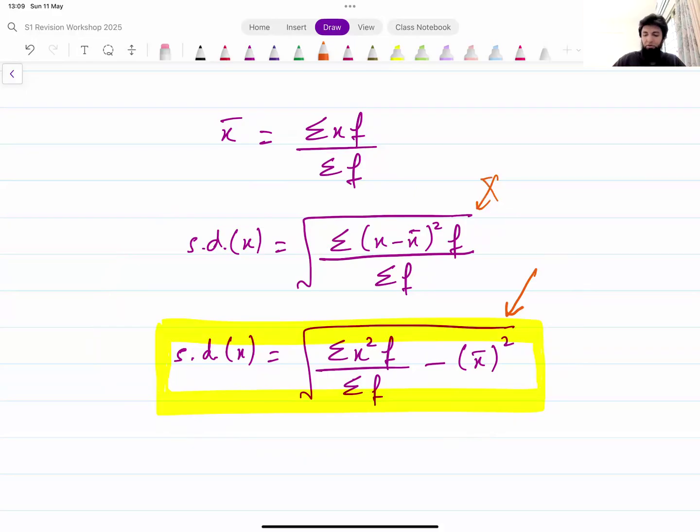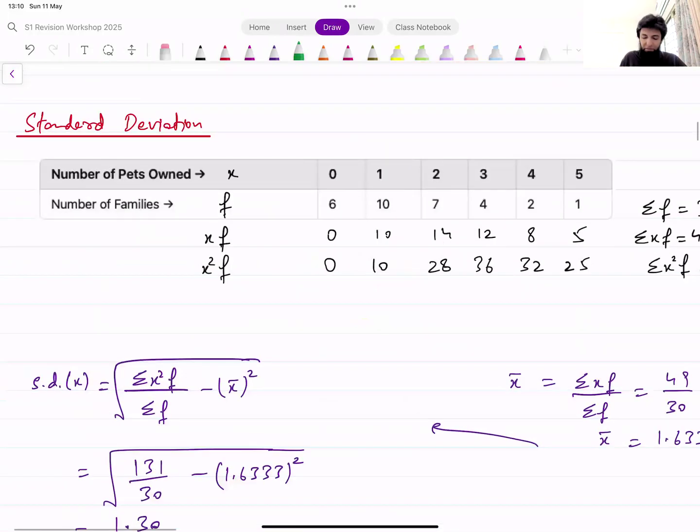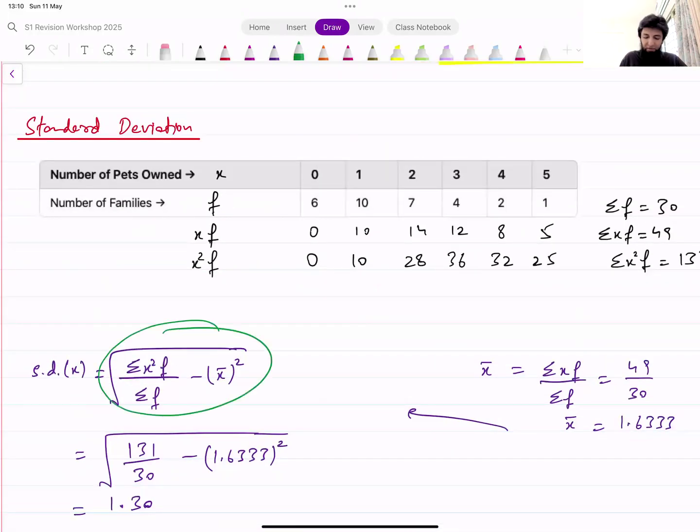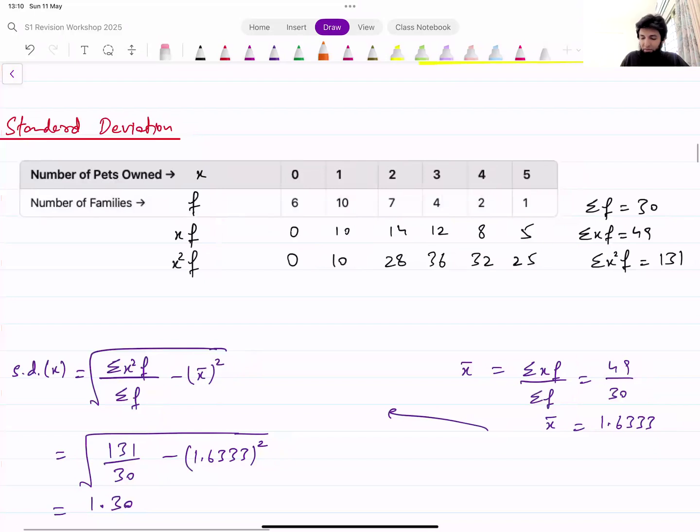Okay, so how would you use that? In an example, let's say you've got that same data set as before. The formula that we will be using for standard deviation is this: sigma x squared f divided by sigma f minus x bar whole squared. You add another row to the data. You already need the mean of the data for this, right? So you have to find the mean. For mean, you need x times f. You have that row in the data already. That gives you sigma xf. Add another row to the data that represents x squared times f. That's another row.